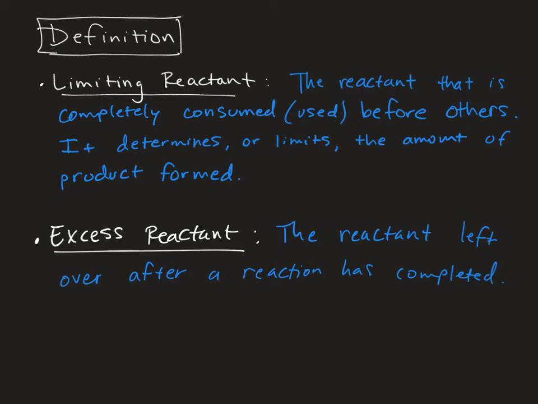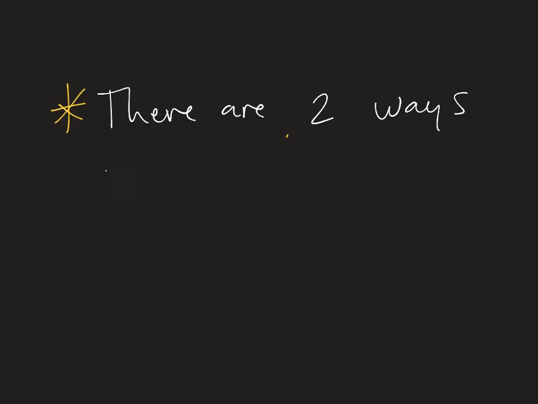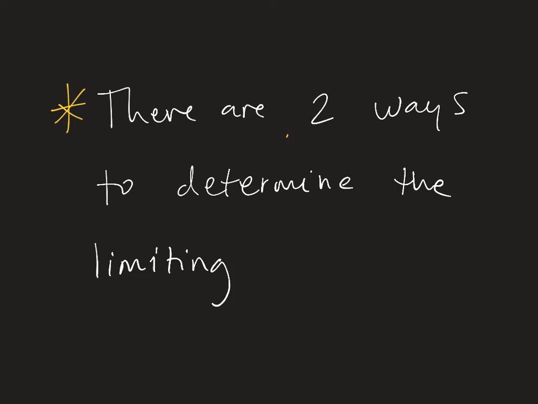So let's go ahead and move on to a couple examples here. Just before I jump into these 2 examples, I want to highlight that there are 2 ways to determine the limiting reactant. I have 2 examples to show you. I'm going to show you those 2 ways in the first example, and then in the second example, I'm going to show you the primary way that we find the limiting reactant.